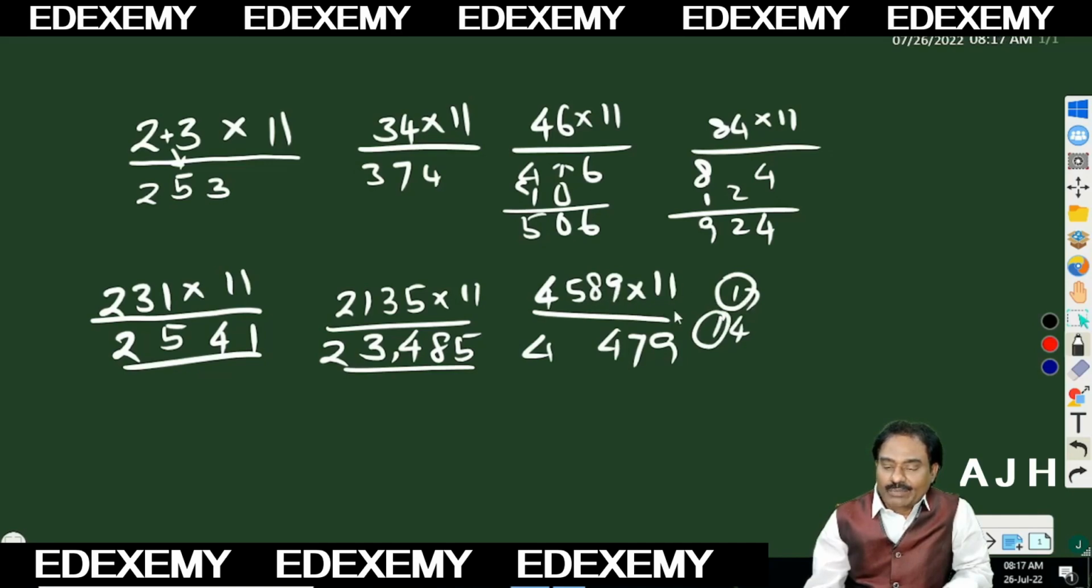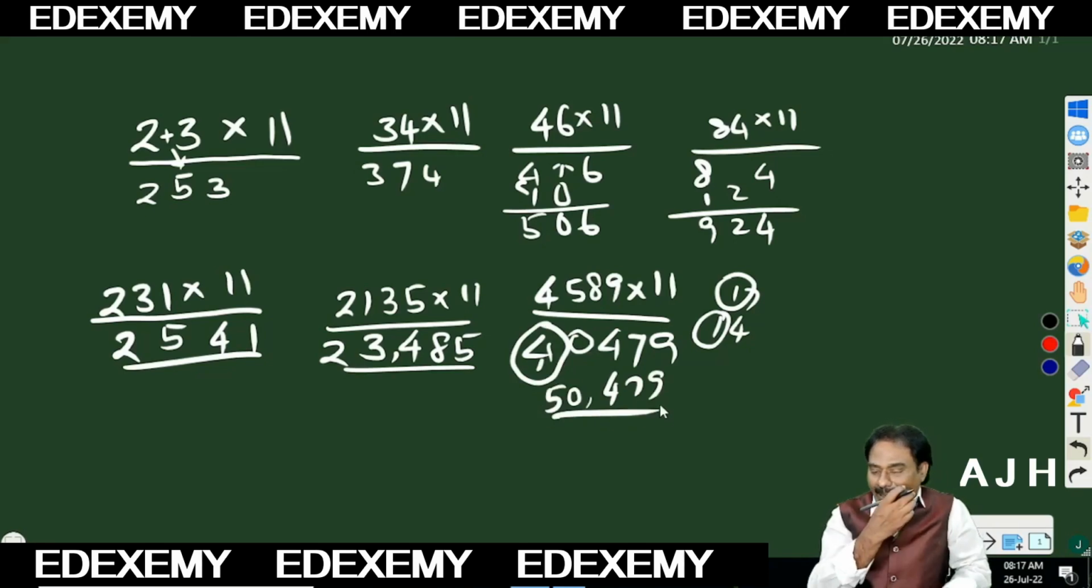Now 5 plus 4 is 9. 9 plus 1 is 10. You have to put a 0 here and 1 will be carried over and added to 4. Therefore the final answer is 50,479. Okay.